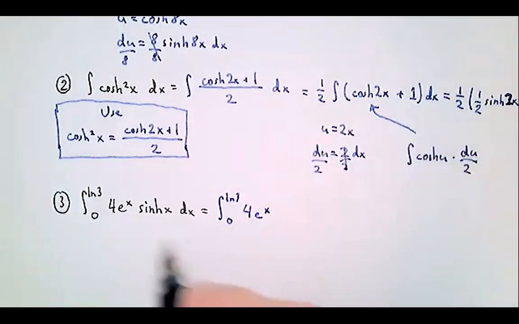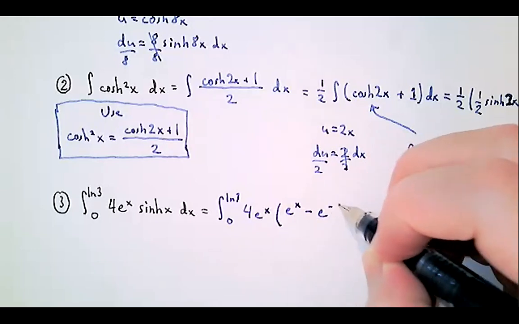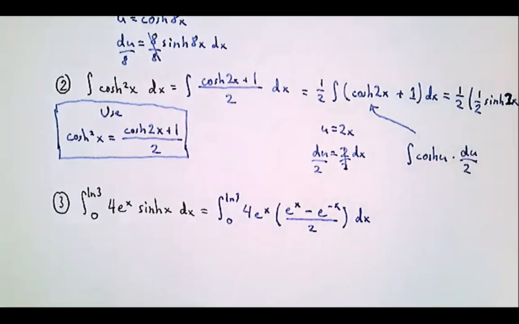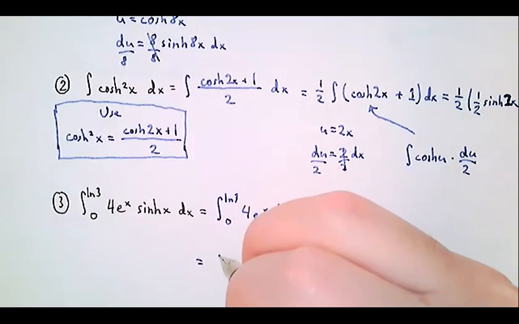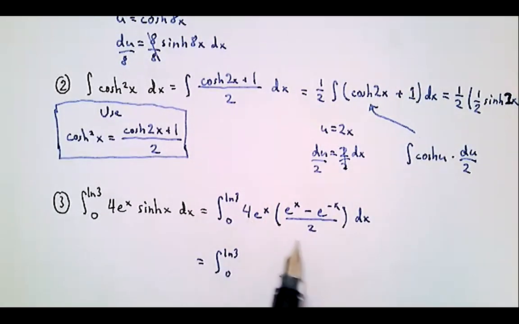So replace your hyperbolic sine with e to the x minus e to the minus x over 2, like so. And then we're going to distribute e to the x into the parentheses here. And we'll probably pull this half outside to simplify things. So we still have an integral from 0 to log 3. If we pull the half out and use it to simplify with the 4, we'll get a 2.